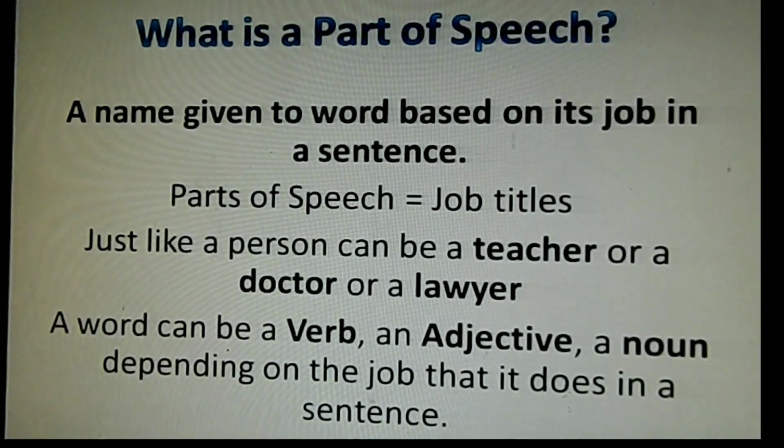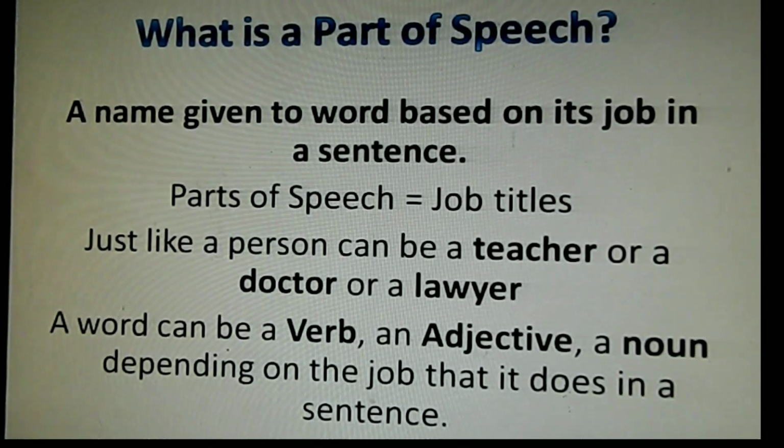Similarly, a word can be a verb, an adjective, a noun, depending on the job that it does in a sentence. A word in a sentence will be a verb or an adjective or a noun or an adverb. That all depends on the job that it does in a sentence. We will be learning each part of speech very briefly in this lesson.